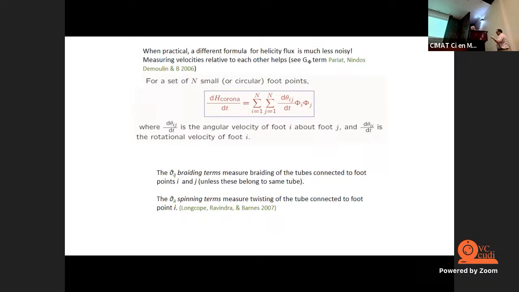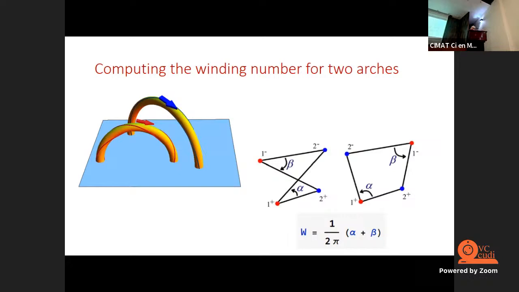I'm going to use that in order to figure out these orbit terms, because they'll help with the winding. With two arches, I'll get winding numbers this way. You look at each pair of endpoints and figure out its angle. In the end, you need interior angles.